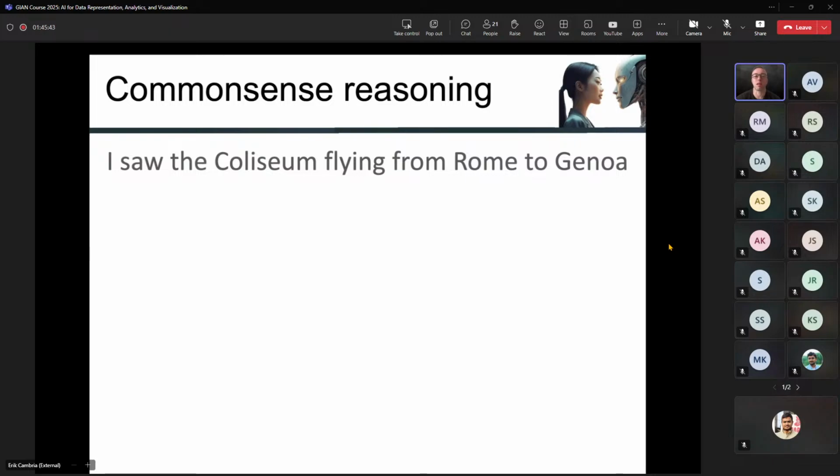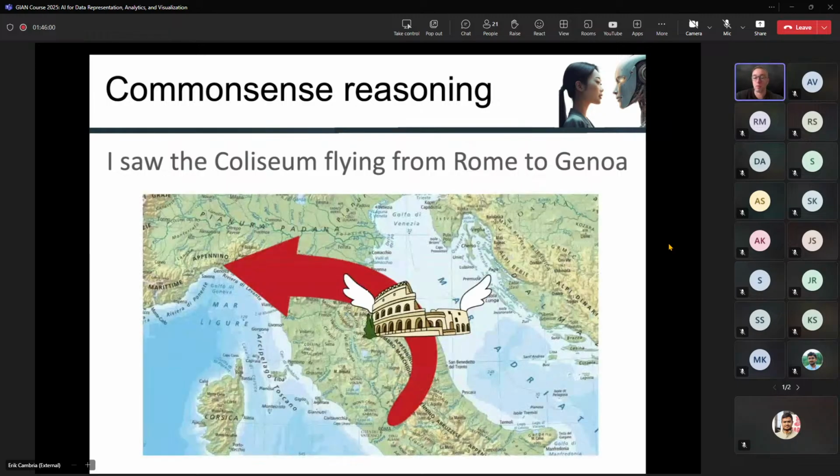If you take a sentence like this, I saw the Colosseum flying from Rome to Genoa, I immediately picture what's happening. I was probably on a plane, and as I was flying from Rome to Genoa, I saw the Colosseum. Never did we think that it was the Colosseum that was flying, that was taking off. Why? Because our common sense tells us that big objects and especially monuments cannot fly.